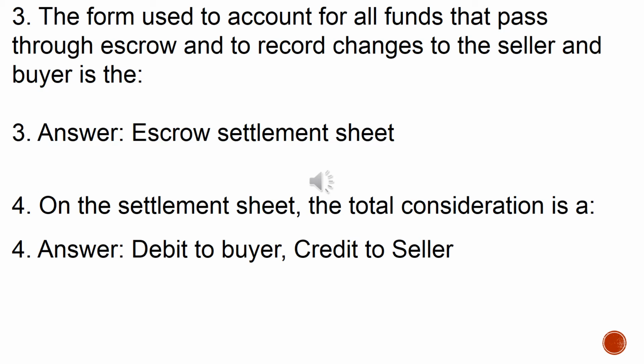Question number 3. The form used to account for all funds that pass through escrow and to record changes to the seller and buyer is the? Answer: escrow settlement sheet. Question number 4. On the settlement sheet, the total consideration is: debit to buyer and credit to seller.